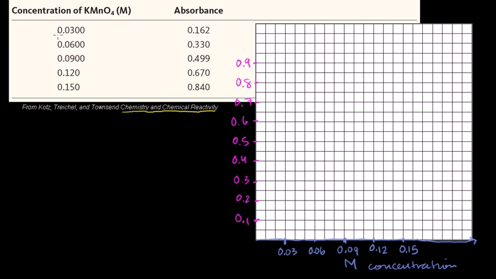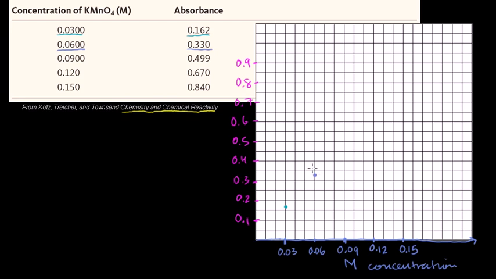So let's plot the first one. When we had a concentration of potassium permanganate at 0.03 molar, our absorbance was 0.162. So 0.03, and then it goes to 0.16. This is 0.15, so 0.162 is going to be right over there. And then when we had 0.06 molarity, our absorbance was 0.33, which is right about, this is 0.35, so 0.33 would be right about there.